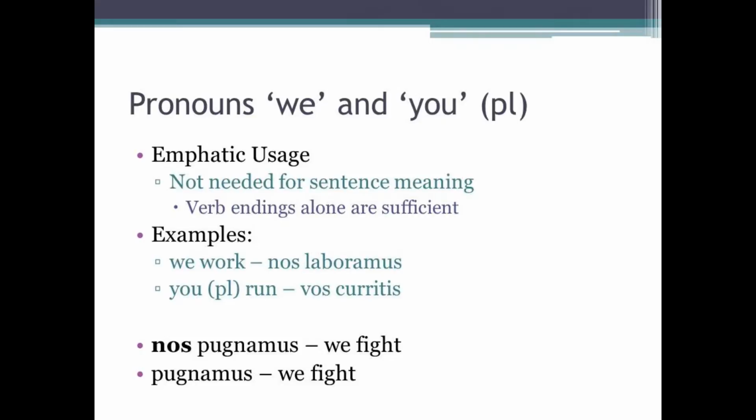And you, plural, run, is vos curritis. And notice below the difference with nos pugnamus and pugnamus. They both mean we fight, but the first one with nos is just emphasis on the person, or in this case the people, doing the verb.